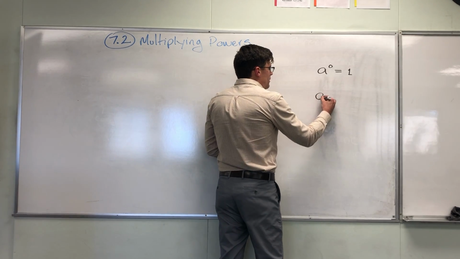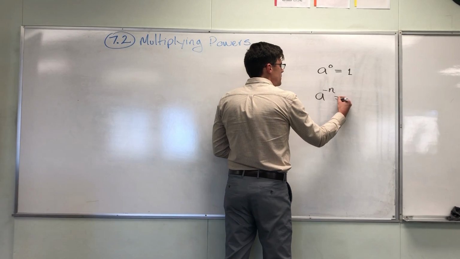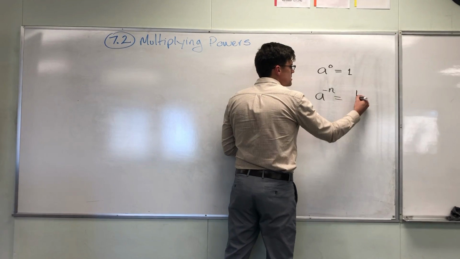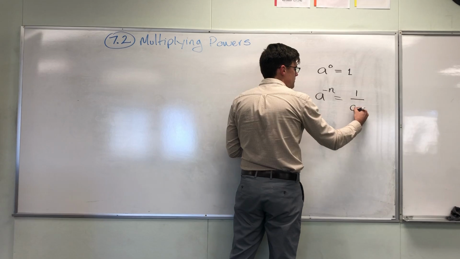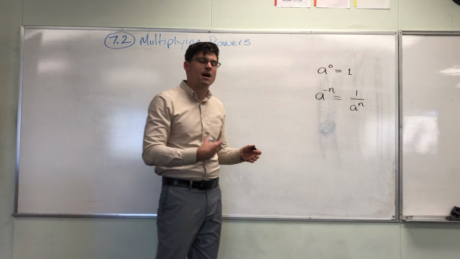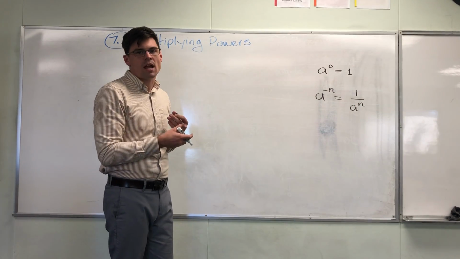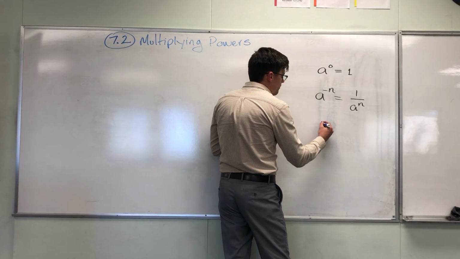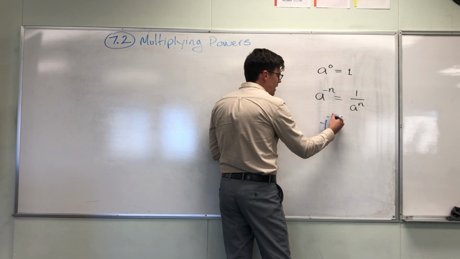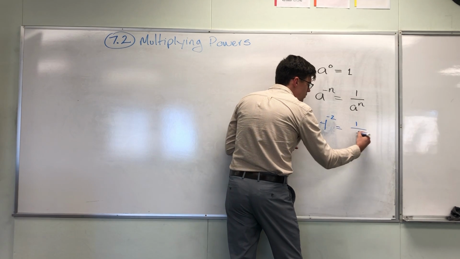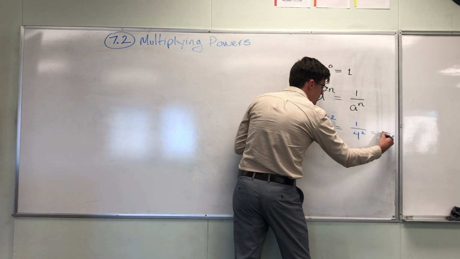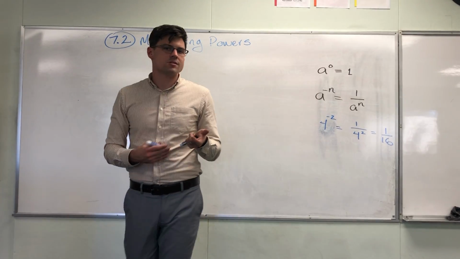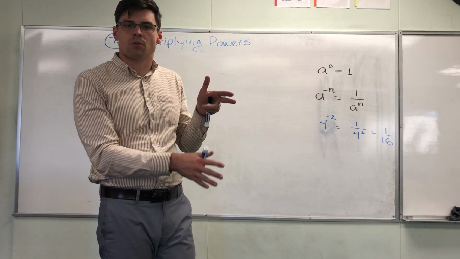We also found that if I raise something to a negative exponent, then what happens is it moves across the fraction and becomes a positive exponent. So a to the power of negative n is 1 over a to the n. So if we had something like 4 to the power of negative 2, that would be 1 over 4 to the positive 2, or 1 over 16. So the answer is not negative, it's a reciprocal.